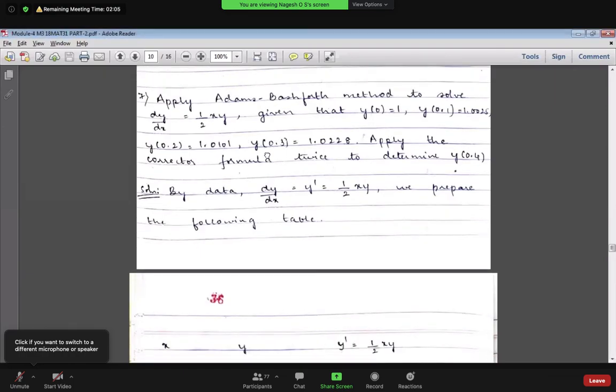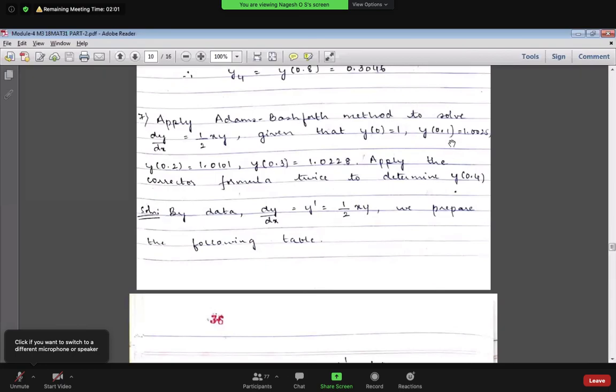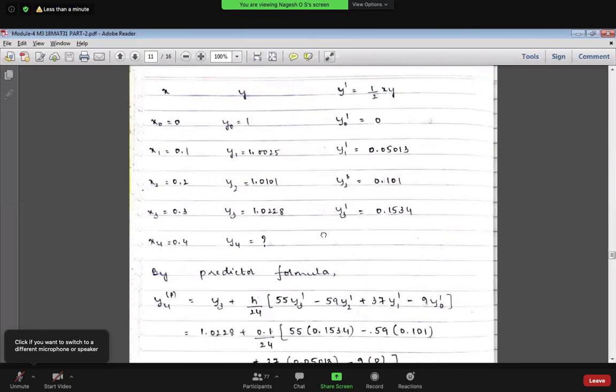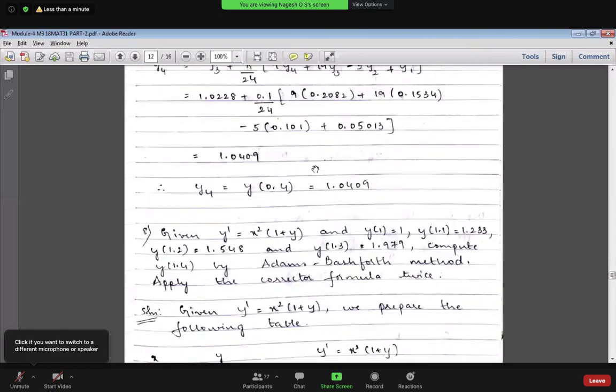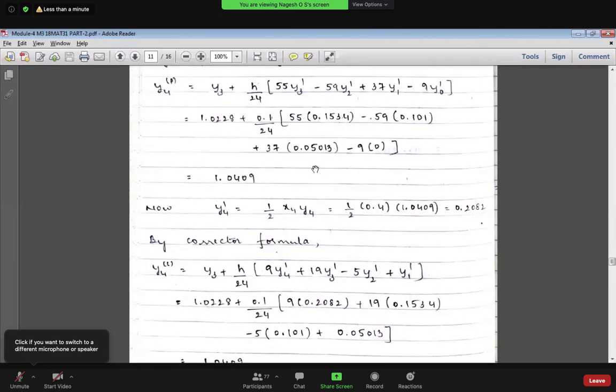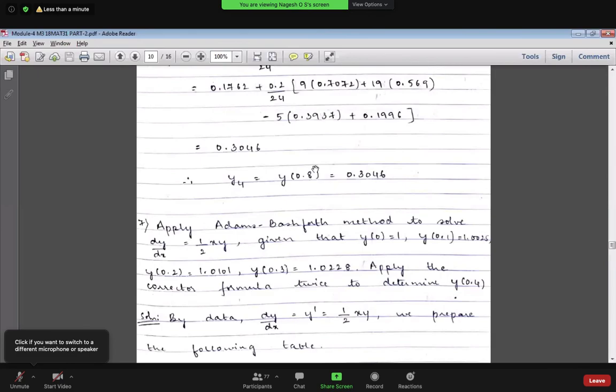Take this second one. Apply the Adams-Bashforth method to solve dy by dx equal to x into xy. Given that y of 0 equal to this, y of 0.1 equal to 1.0025, y of 0.2 equal to 1.0101, y of 0.3 equal to 1.0228. Apply the corrector formula twice to determine y of 0.4. Take this formula and try.